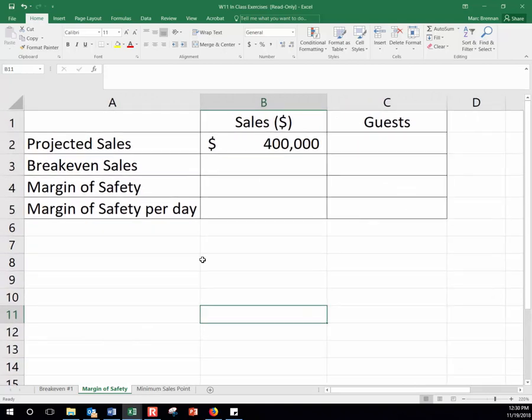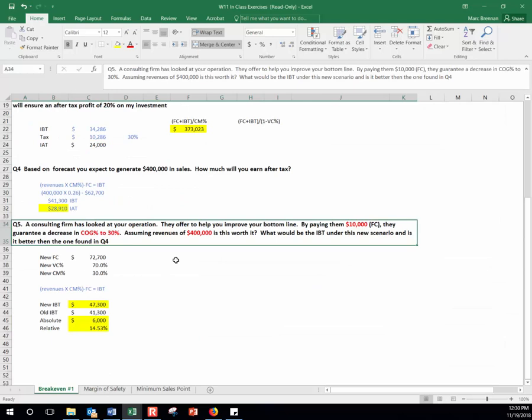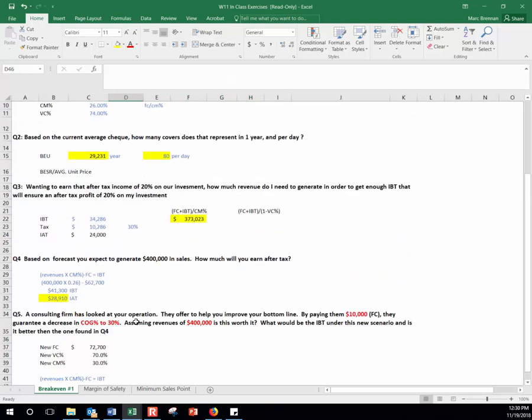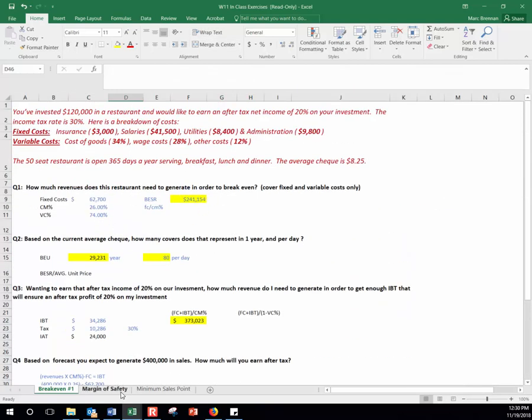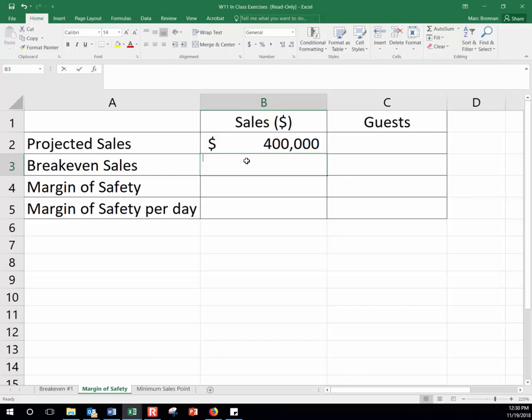how much room we have to play with for our break-even point. Okay, so we're going to use the same example. So if we go to break-even number 1, what was our break-even sales revenue? $241,154. Okay, we'll put that in dollars.